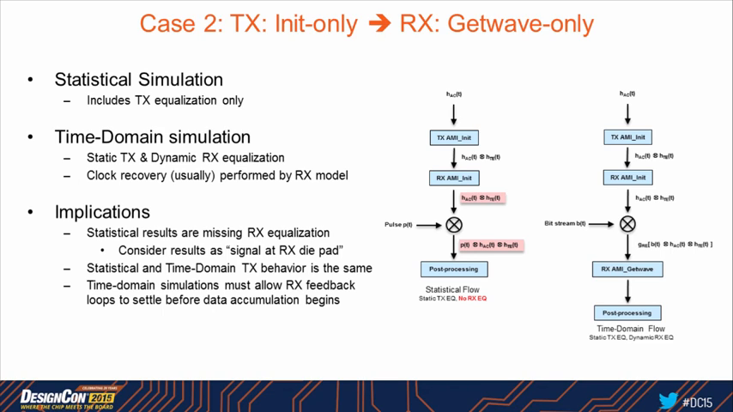What are the implications? If we look at the statistical simulation results, you have to think of them as being at the receiver die pad because there's no receiver equalization there. Or maybe you don't look at them at all, but the fact is you have to think of them as missing something. The transmitter behavior is exactly the same in statistical and time domain because it's a one-time only model. And when we're running our time domain simulations, however long it takes all of the feedback loops in the receiver model to settle, that's how long we have to wait before we can start accumulating things like eye margins and eye opening data.